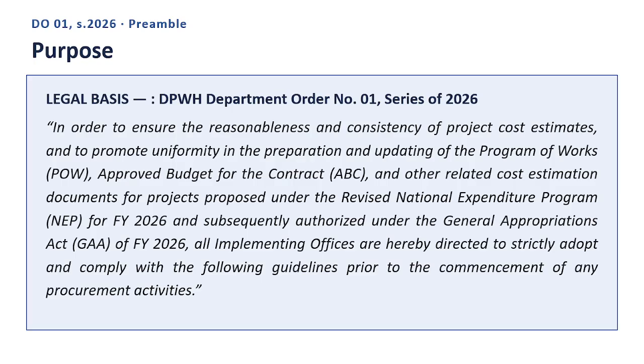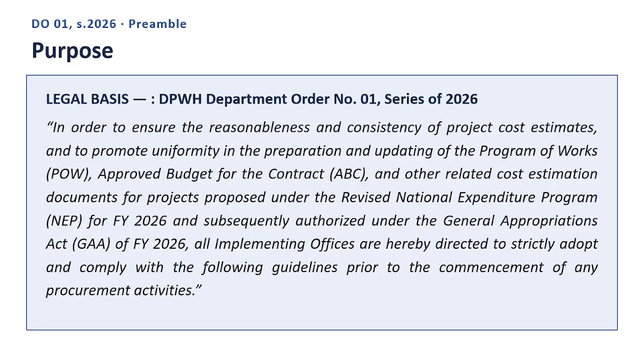Approved budget for the contract, ABC. And other related cost estimation documents for projects proposed under the revised National Expenditure Programme, NEP, for FY 2026 and subsequently authorised under the General Appropriations Act, GAA, of FY 2026. All implementing officers are hereby directed to strictly adopt and comply with the following guidelines prior to the commencement of any procurement activities. End quote.